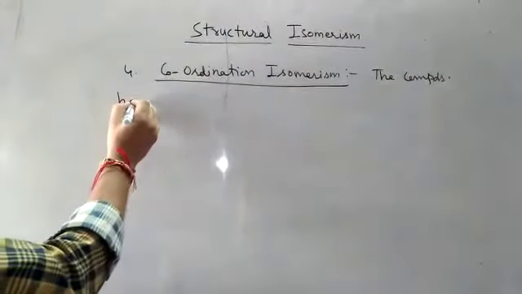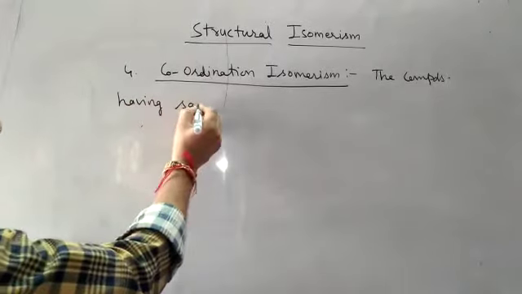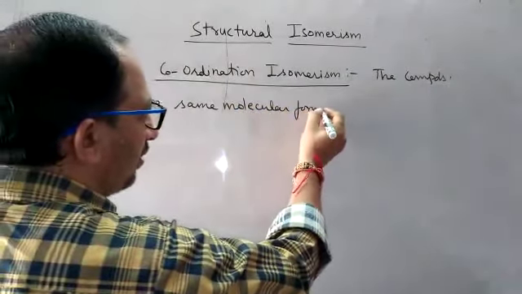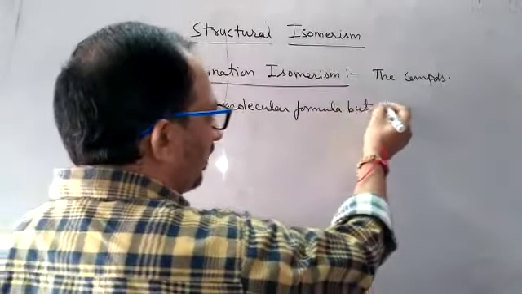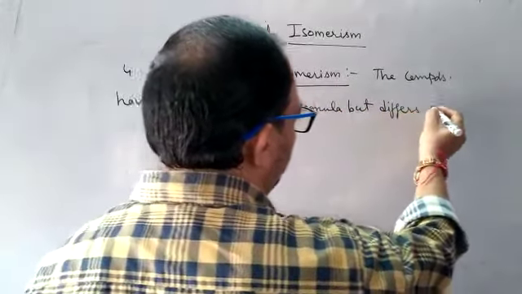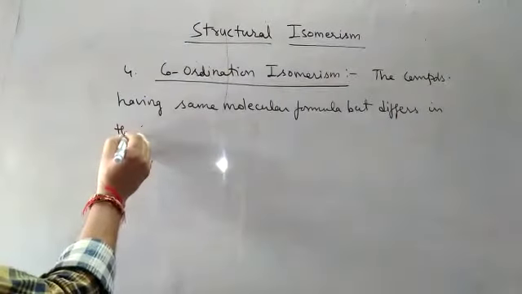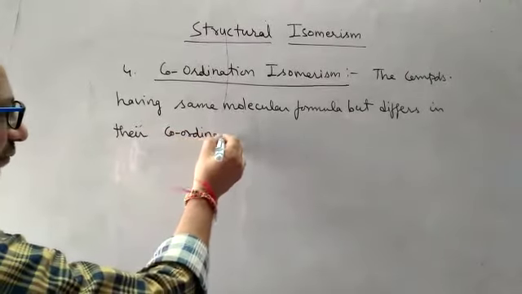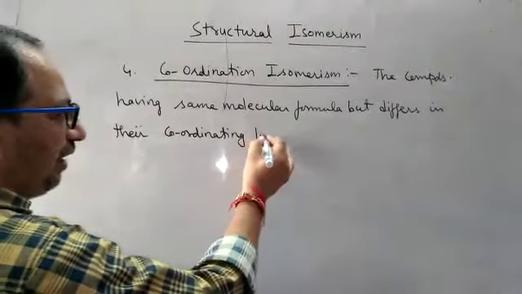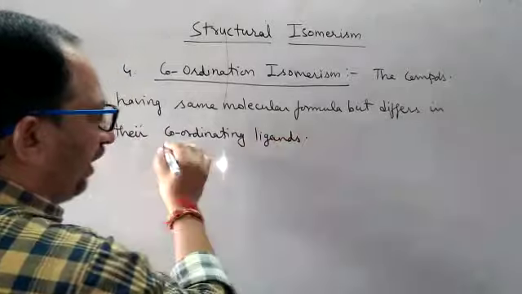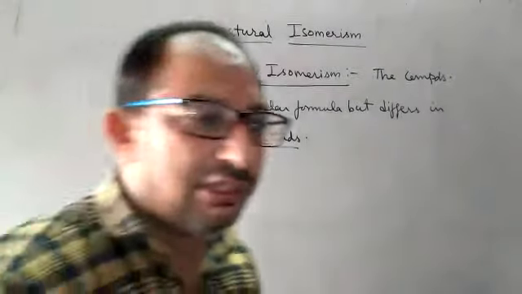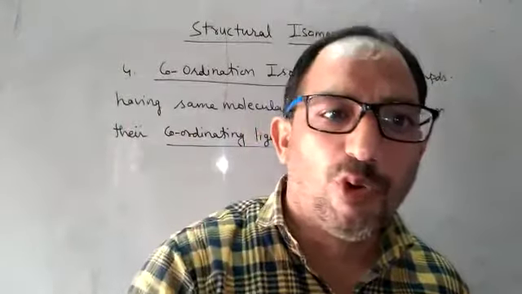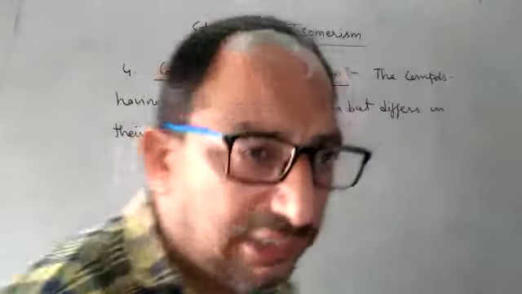Coordination isomerism is when compounds have the same molecular formula but differ in their coordinating ligands. The ligands which coordinate with the central atom are different. The important thing here is that this isomerism is possible when both cation and anion are complex in nature.